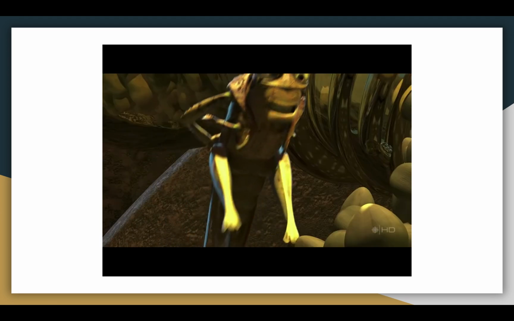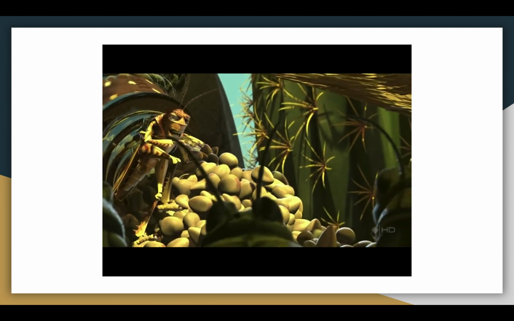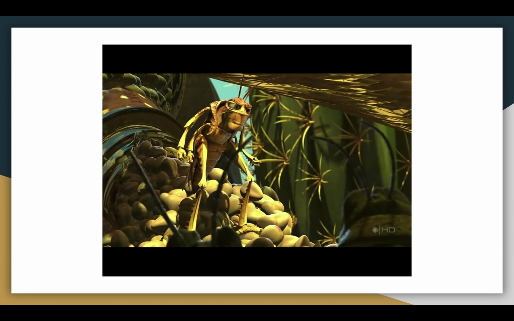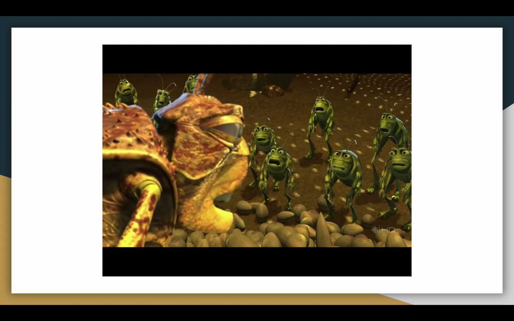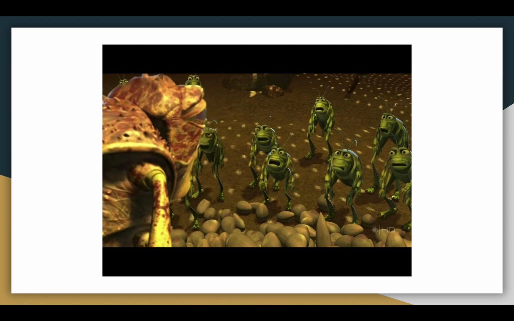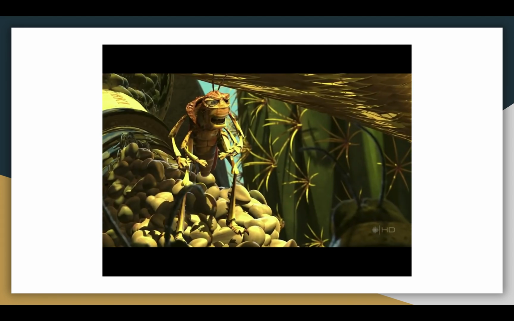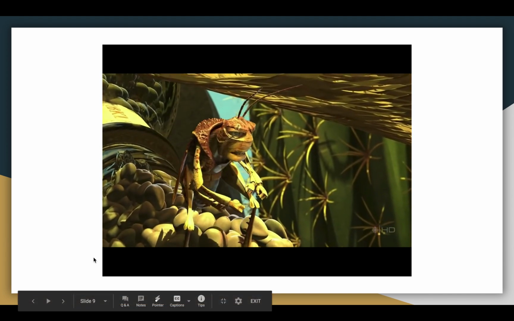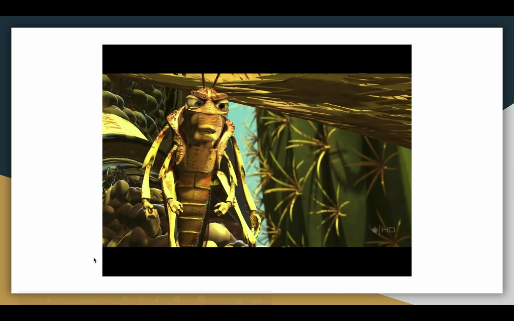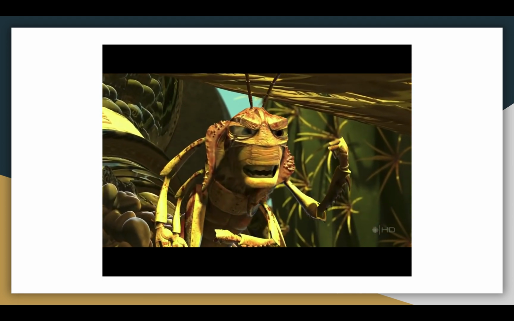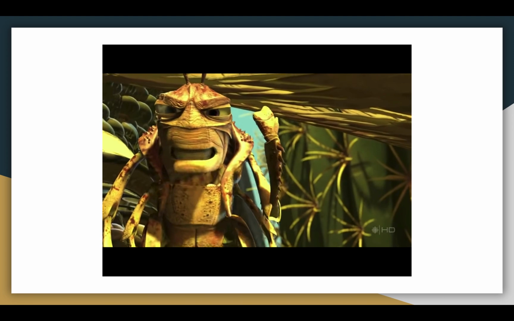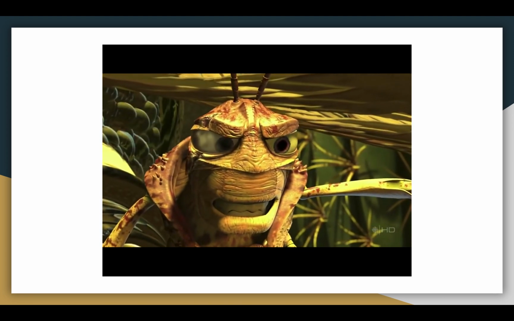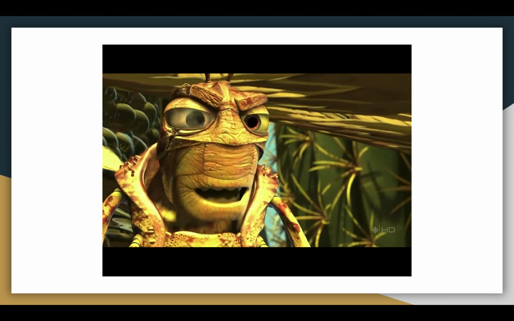You let one ant stand up to us, then they all might stand up. Those puny little ants outnumber us 100 to 1. And if they ever figure that out, there goes our way of life. It's not about food. It's about keeping those ants in line. That's why we're going back. Does anybody else want to stay?